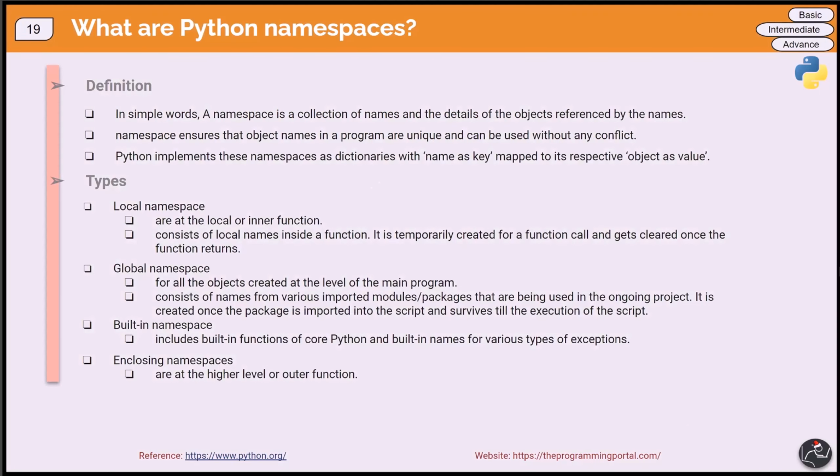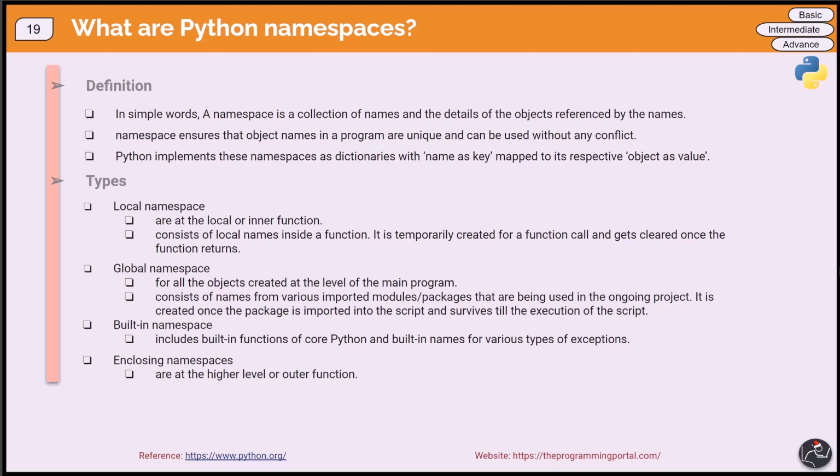Next question is, what is the Python namespace? In simple words, a namespace is a collection of names and the details of the objects referenced by the names. So what does it mean? In Python, everything is an object. It means your string, dictionary, list are all objects. Namespace ensures that your object name, or you can say your list name or dictionary name in your program, are unique and can be used without any conflicts. This is the main purpose.